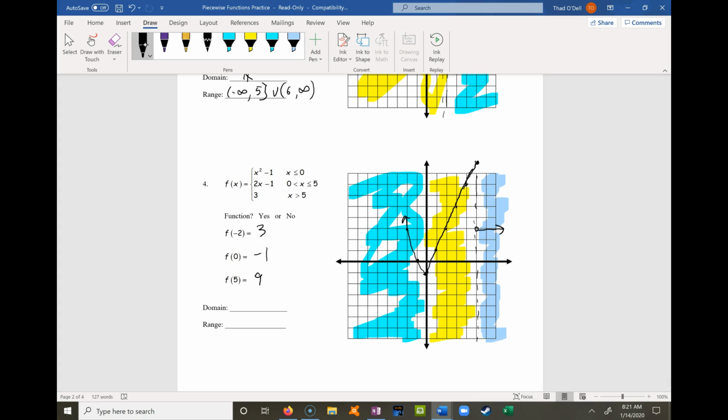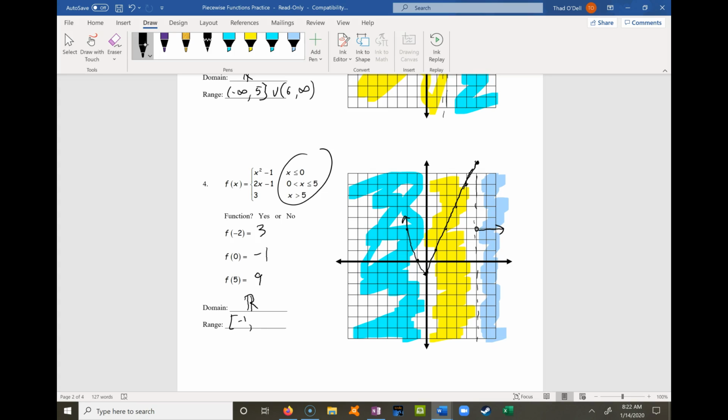Here, once again, the domain is all real numbers because we had everything accounted for right here, right? The range is going to, the lowest you can get in the range is -1. And it looks like the highest you can get is, well, there's no limit because this goes forever up on this side. So that would be positive infinity.